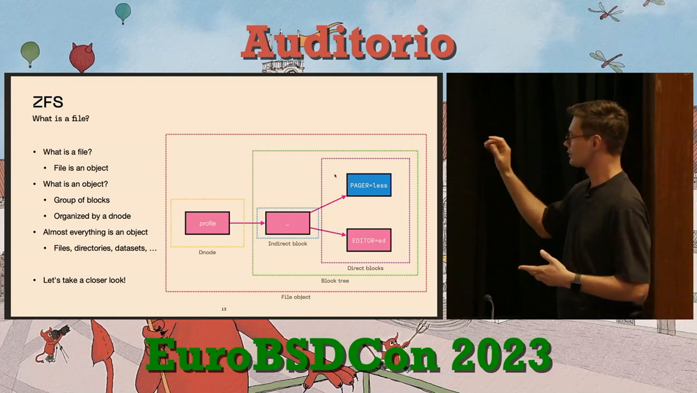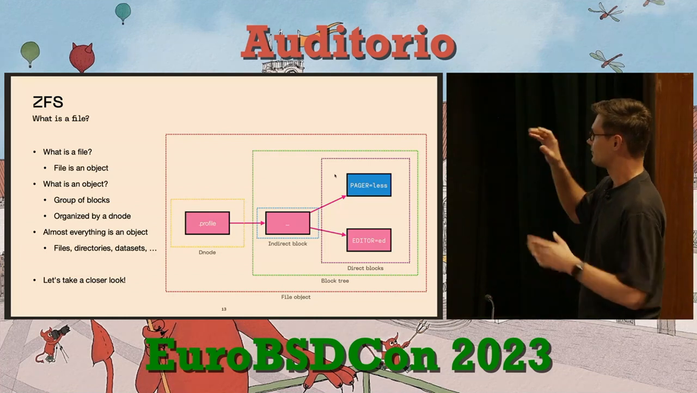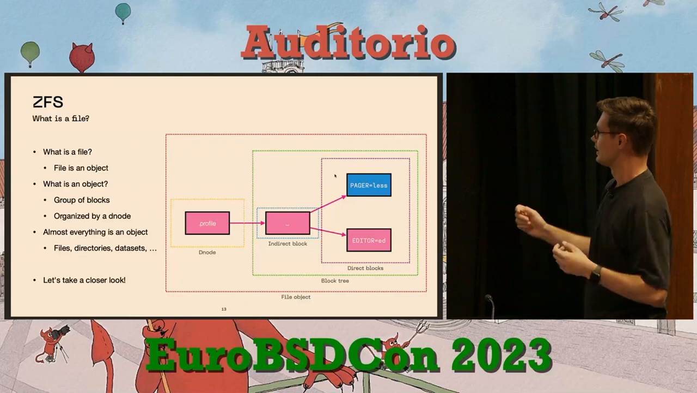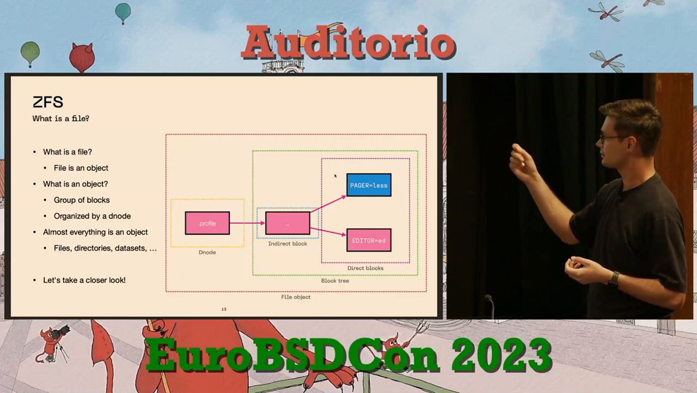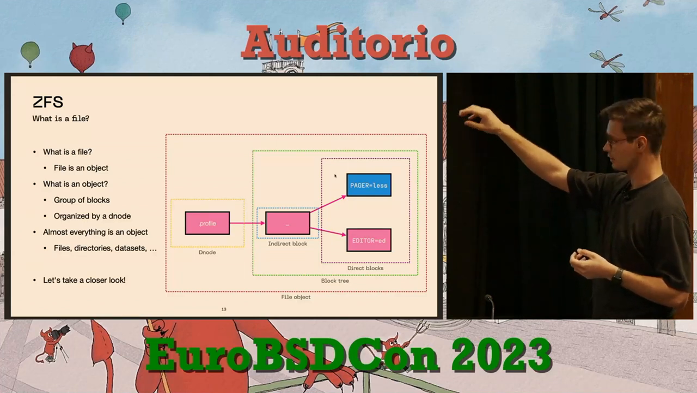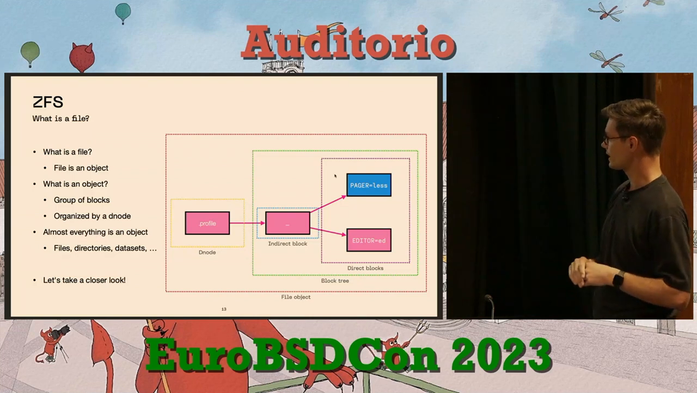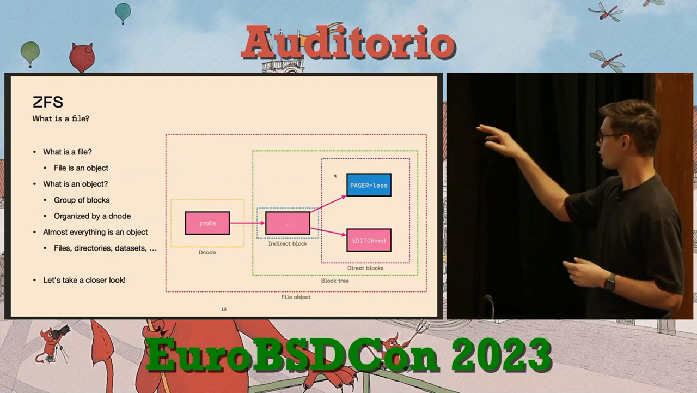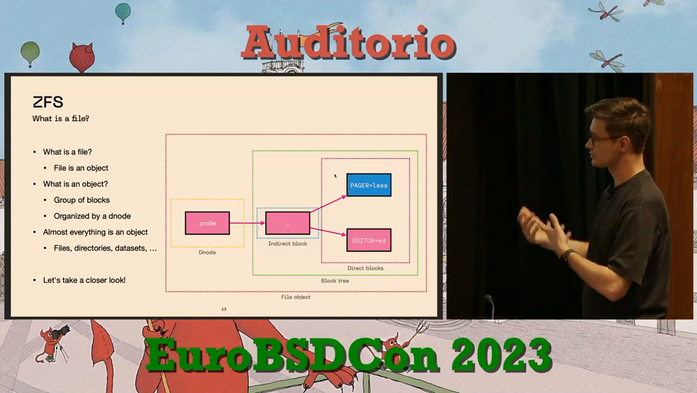In this case, when you look at the file object, you have the file object in the red frame. The yellow frame is a dnode, so this is like the root of this subtree. And one of the things it points at is the block tree where the actual data is stored.